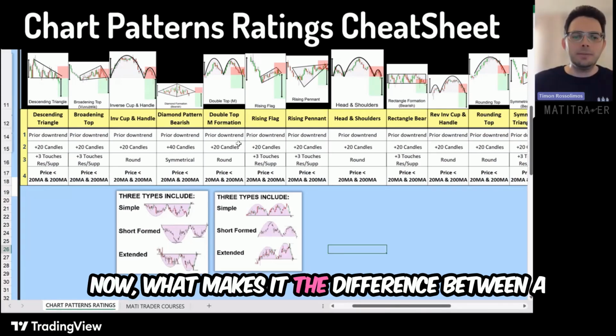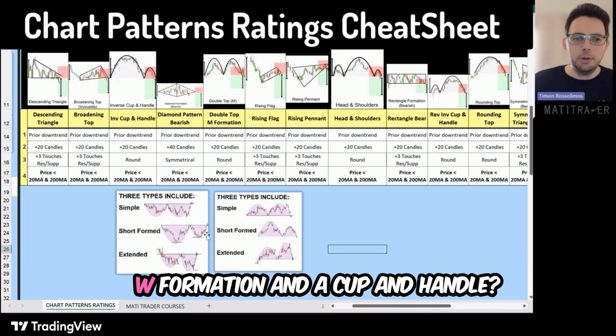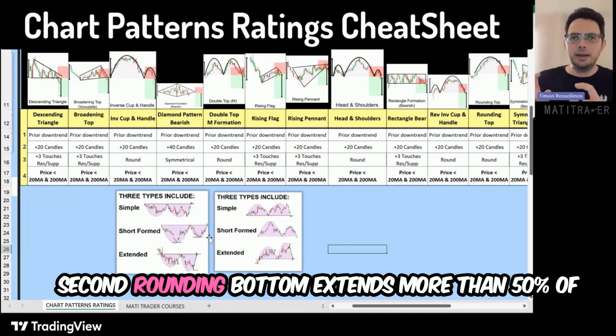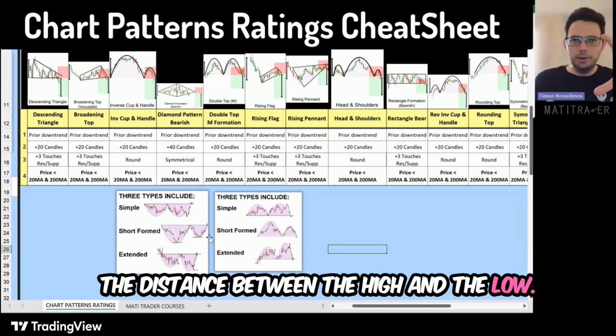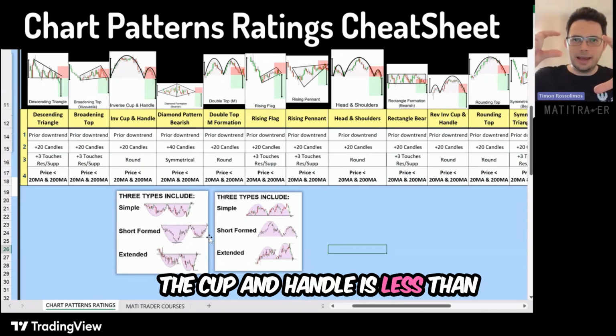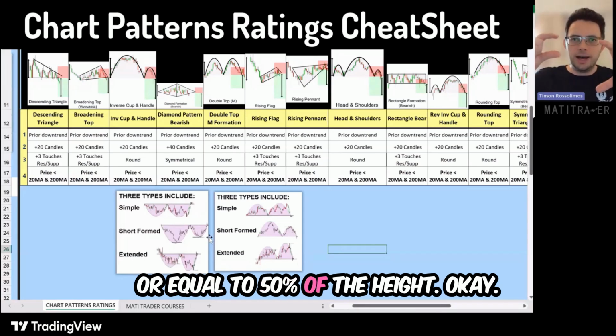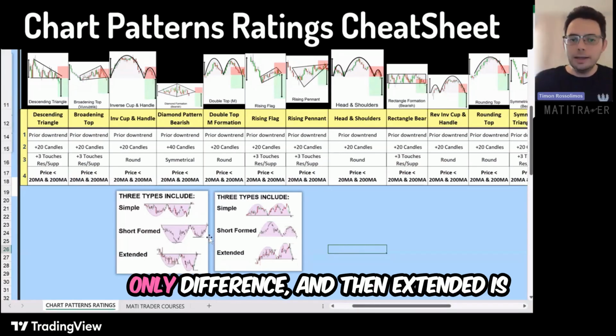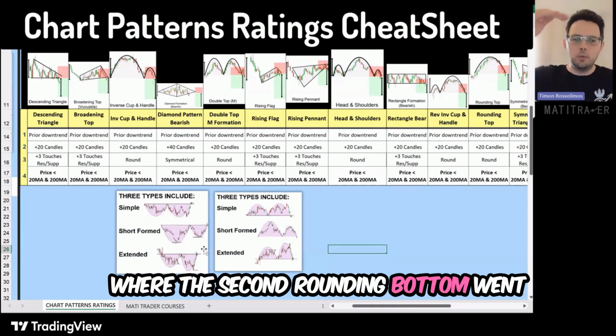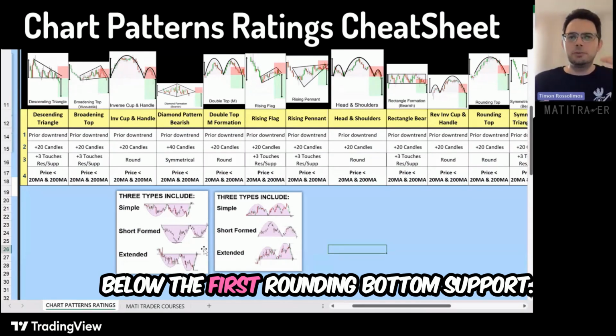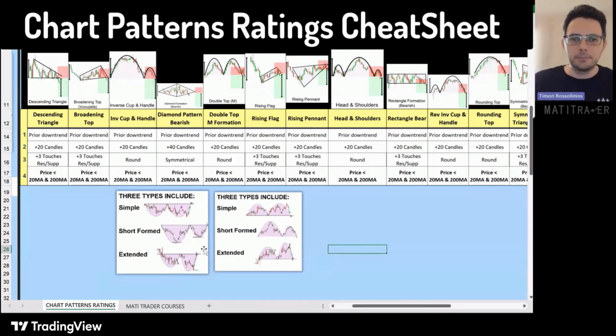Now, what makes it the difference between a W formation and a cup and handle? The W formation second rounding bottom extends more than 50% of the distance between the high and the low. The cup and handle is less than or equal to 50% of the height. Okay? Only difference. And then extended is where the second rounding bottom went below the first rounding bottom's support.